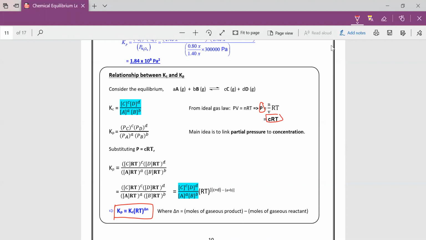Okay, so when we do this substitution here, we allow Kp to be linked to concentration. All right, once we do that, we do some rearranging and we notice that we can arrange it in such a way that Kp can be related to Kc. All right, this is not going to be too relevant to you guys, but if you're interested to know, you can actually look at how the manipulation was done.